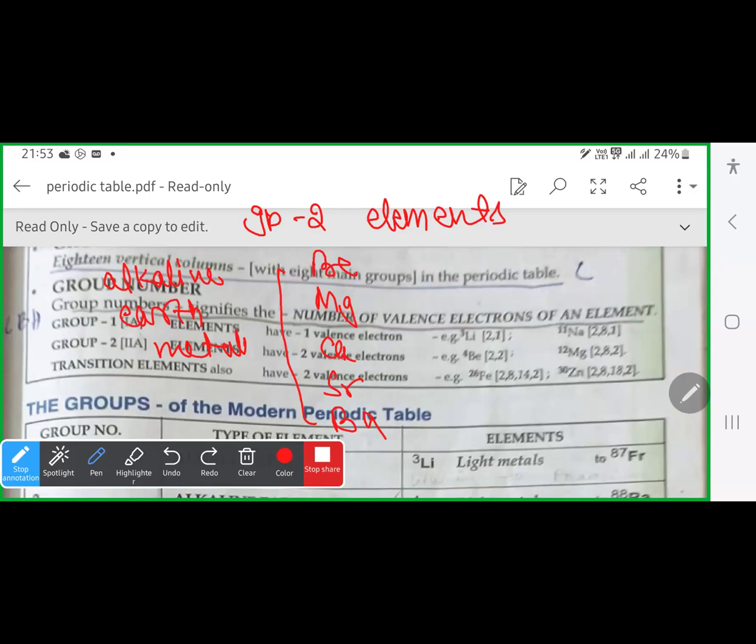Why are they called alkaline earth metals? Because they are found naturally. Basically, they also form a strong alkaline solution when dissolved in water, and they are also present in excess in the earth crust. Like calcium, you see small kids can eat soil because calcium is present in it.